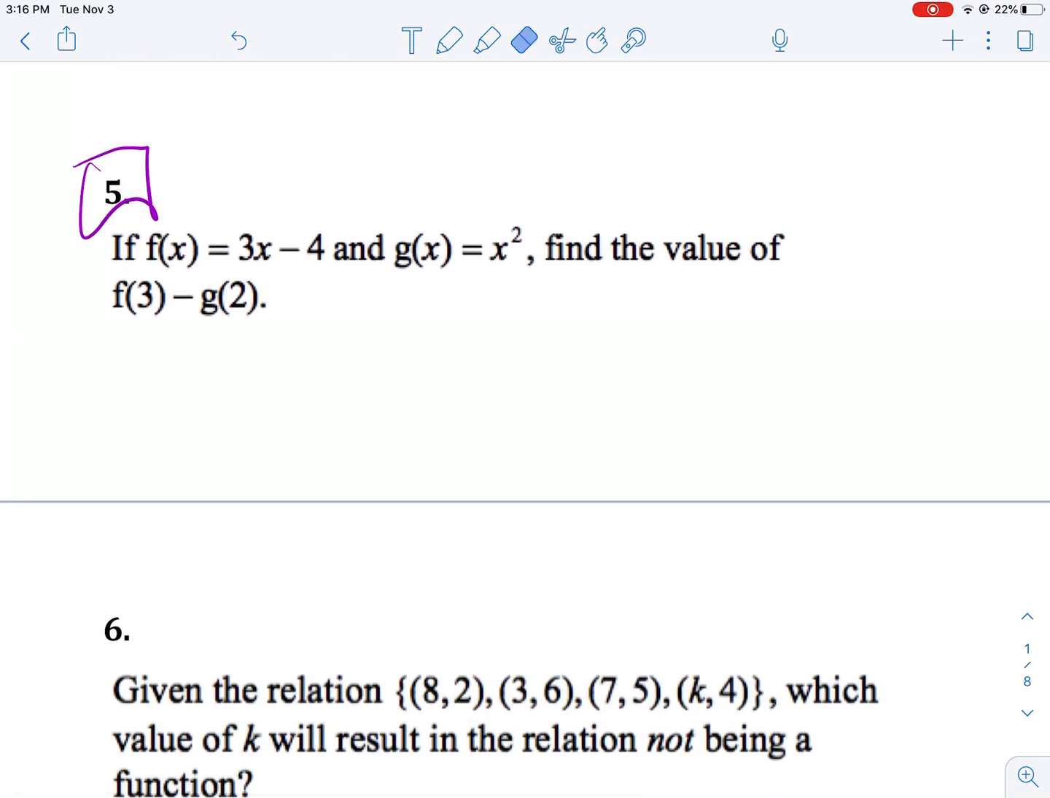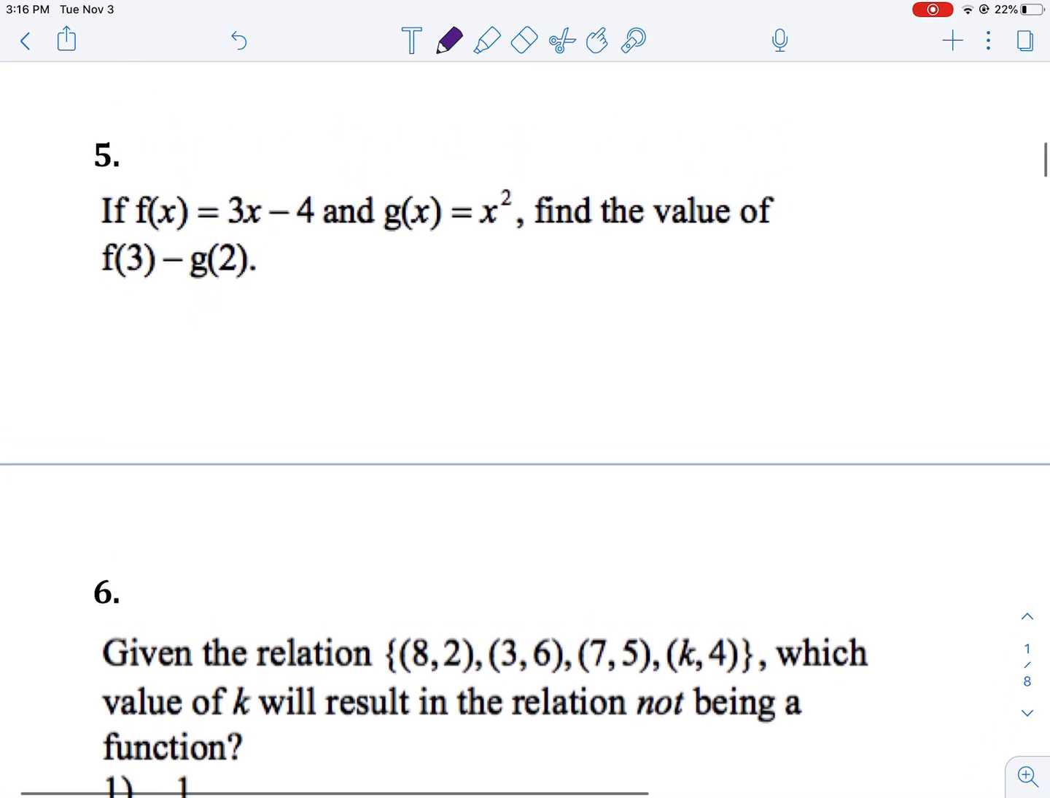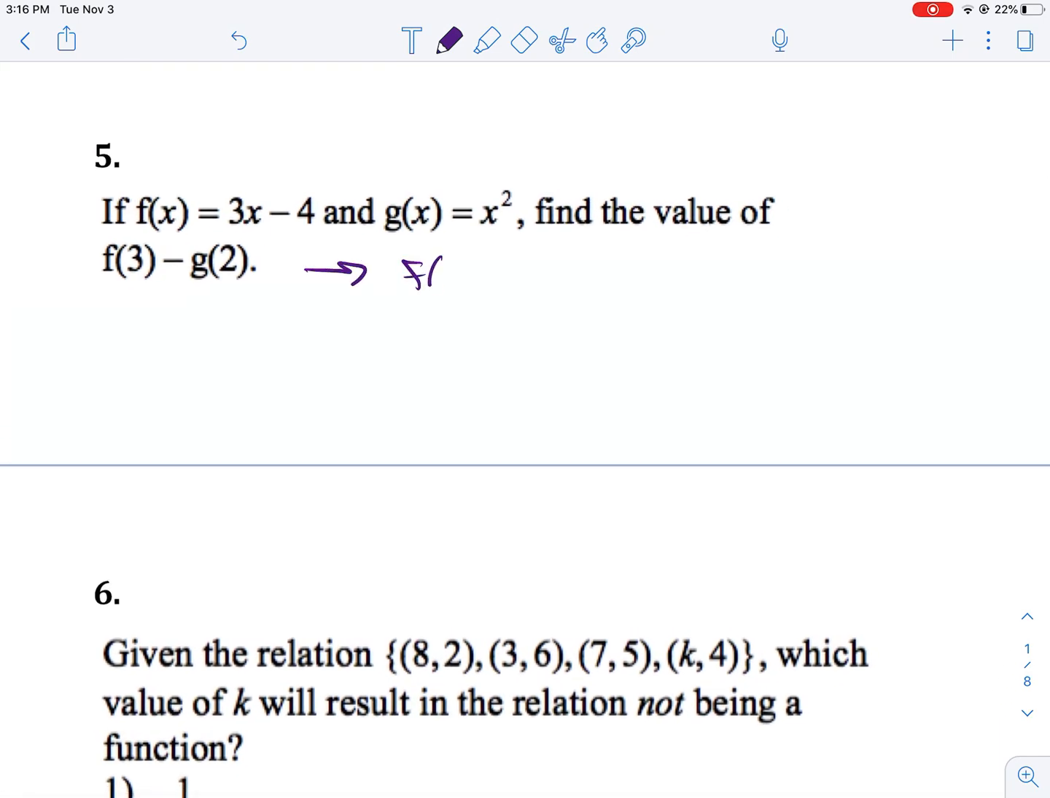Number 5. All right, if f of x is equal to 3x minus 4, g of x is equal to x squared, find the value of f at 3 minus g of 2. Okay, we haven't really quite covered this one yet, but the process is pretty much the same. Beforehand, we were doing stuff like f of x minus g of x, right? And so all we had to do was write 3x minus 4, minus x squared.